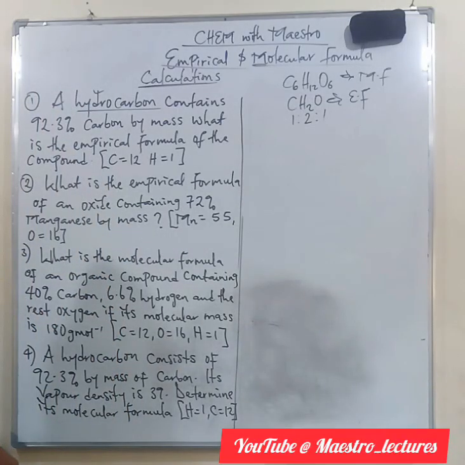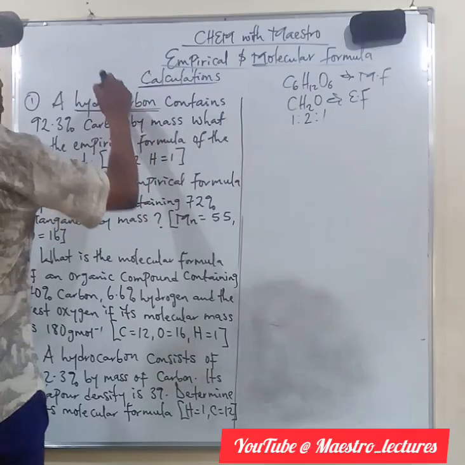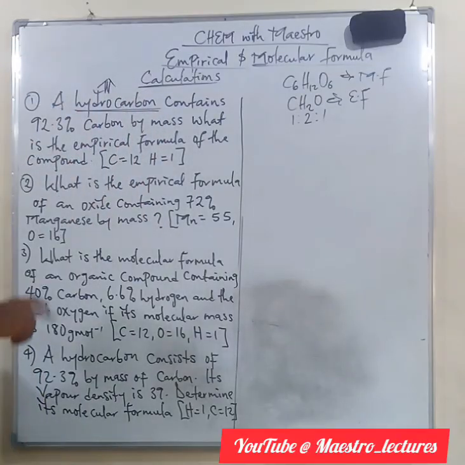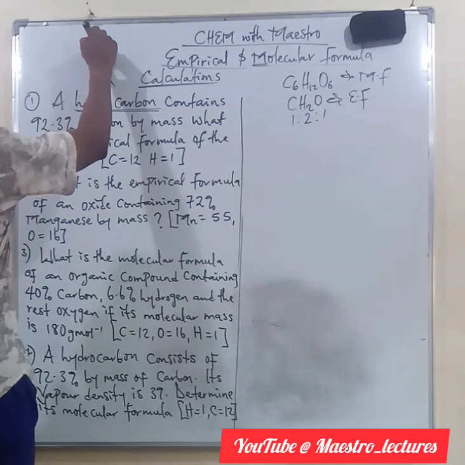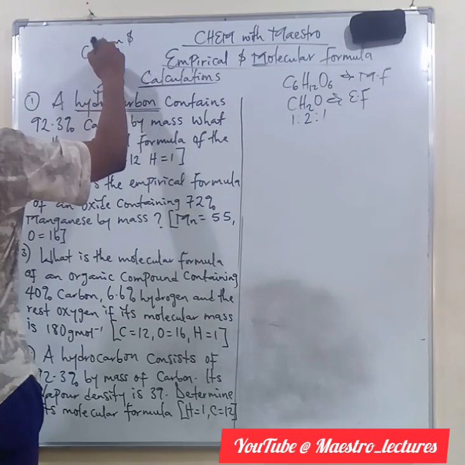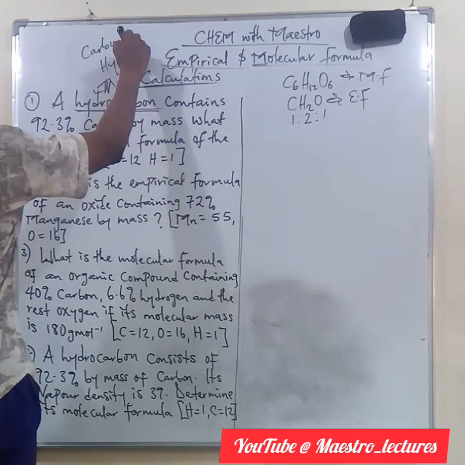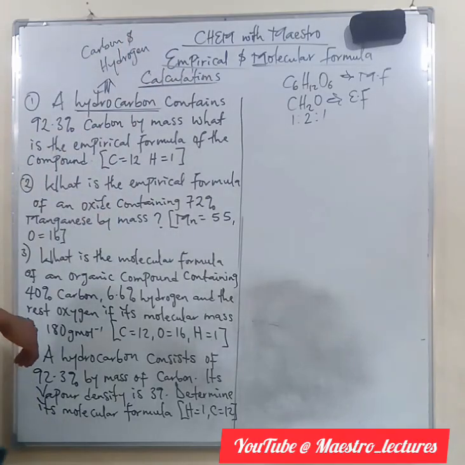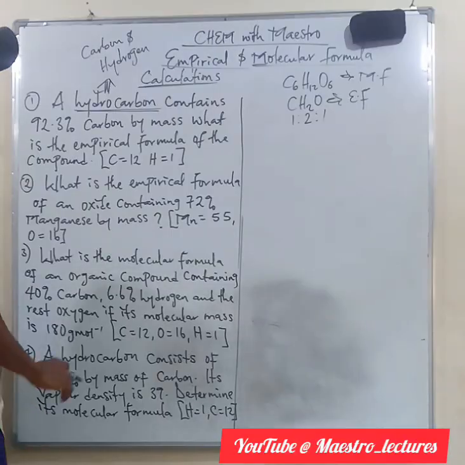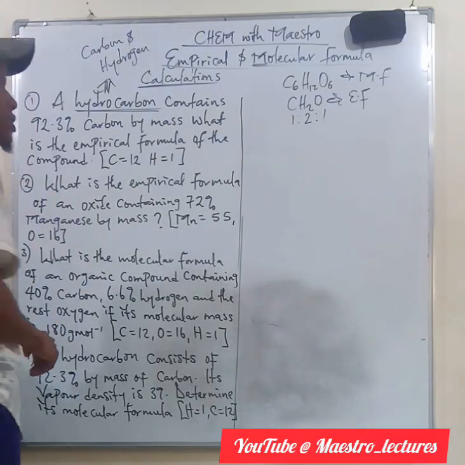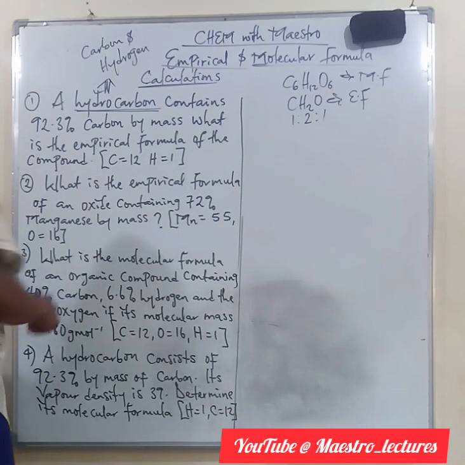Now, look at this question. It says a hydrocarbon contains 92.3% carbon by mass. What is the empirical formula of the compound? Now, what is a hydrocarbon? Please take note. A hydrocarbon is a compound that contains what? Carbon and hydrogen. So any compound that contains carbon and hydrogen alone, they are called hydrocarbons.